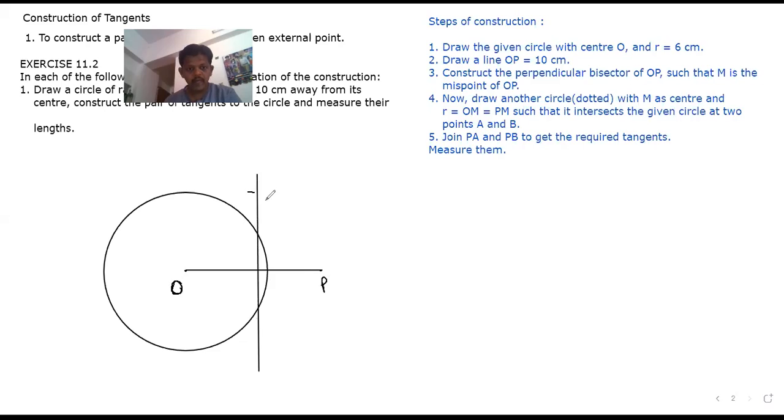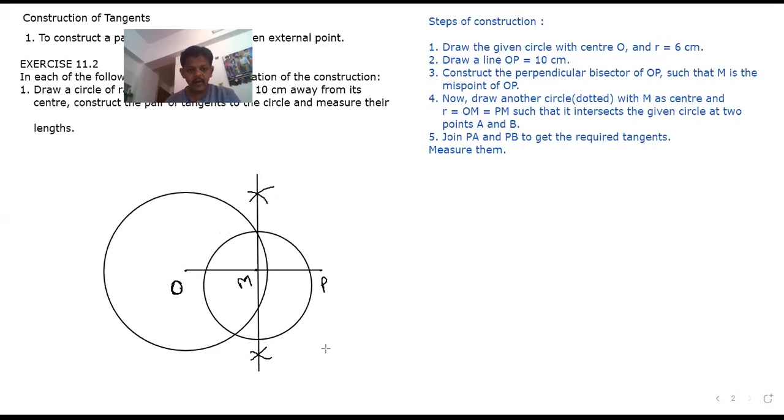So from O you would have marked this point here, this point here. From P you would have cut this point, you would have cut this point. Yes or no, children? Yes. And now this point has become point M.